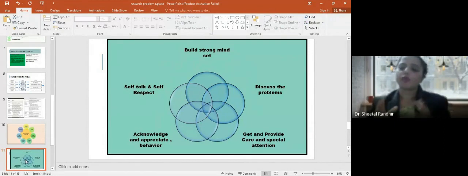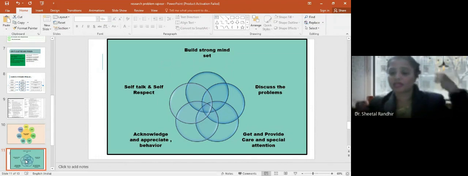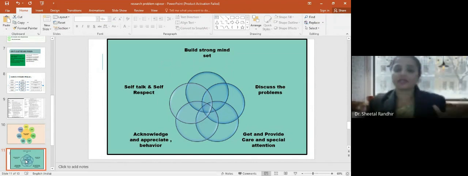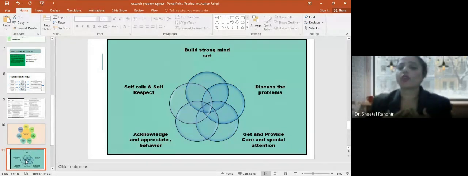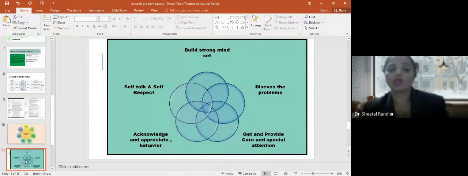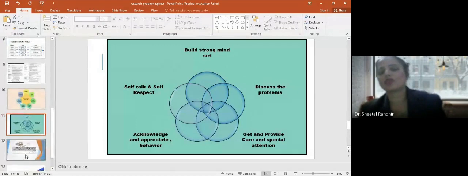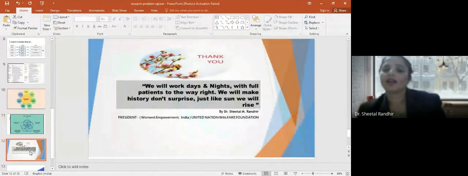If you want to swim, you have to come in the water and check whether the water is hot or very cool and how you can manage. And you have to listen from the same galaxy how they have survived. Get and provide care and special attention. Acknowledge and appreciate our own behavior, and please have self-talk and self-respect while doing your research. This is what I feel is the importance while doing your research.